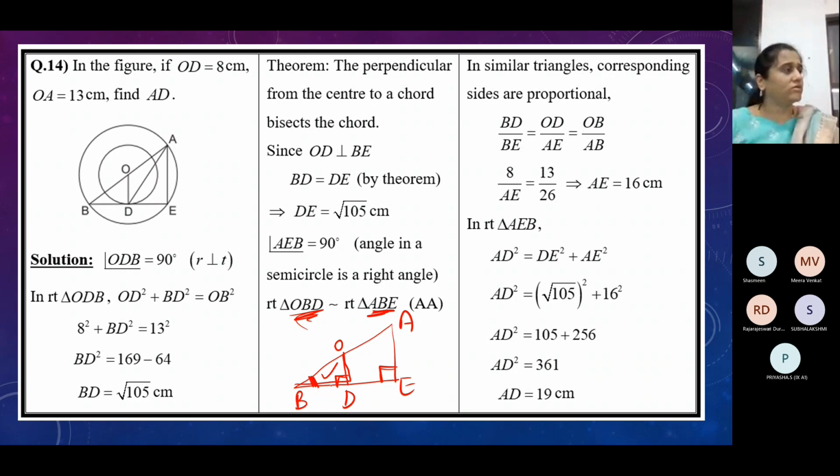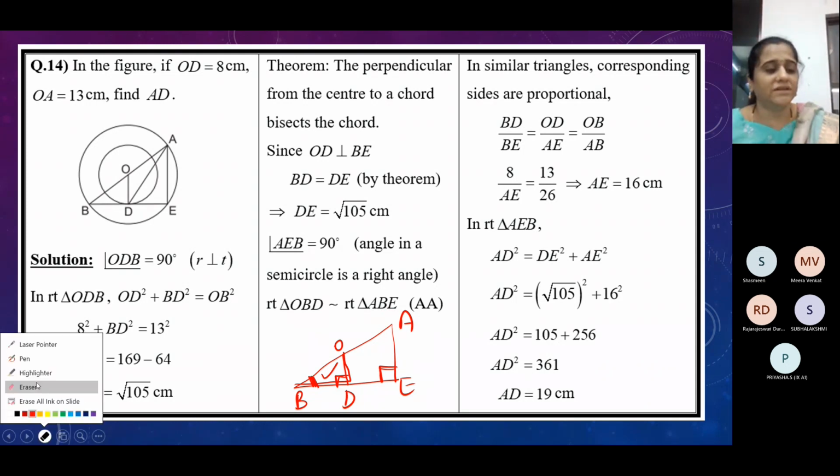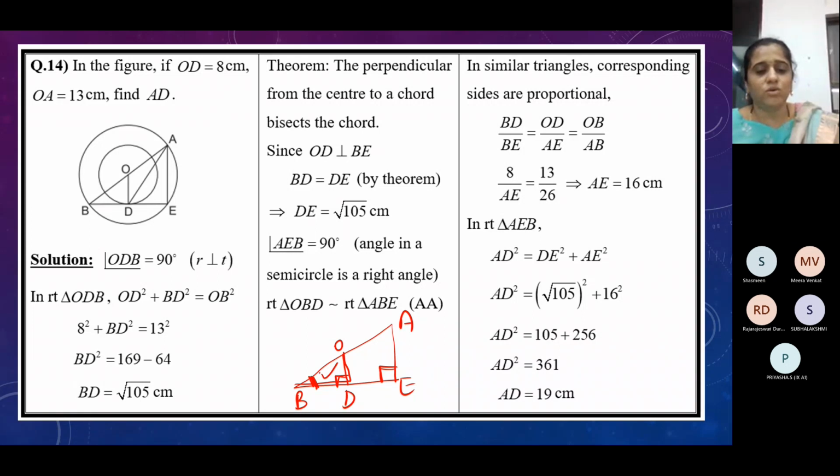So the two triangles are similar to each other, correct? And how do you name the triangle? See the order, AA similarity, they are similar. B goes with B. Then D is 90, E is 90, the third place. And then O and A, the third vertex.